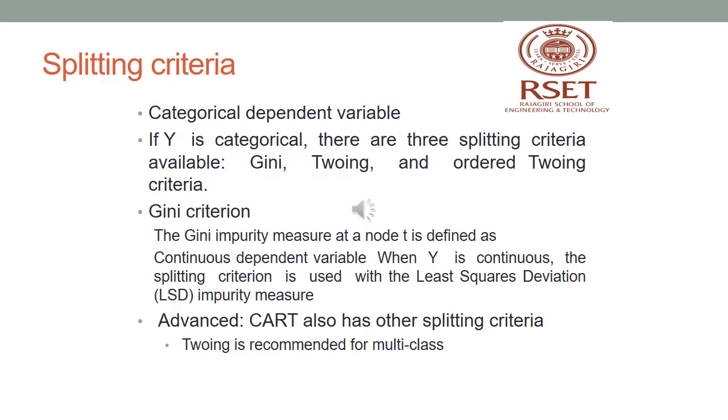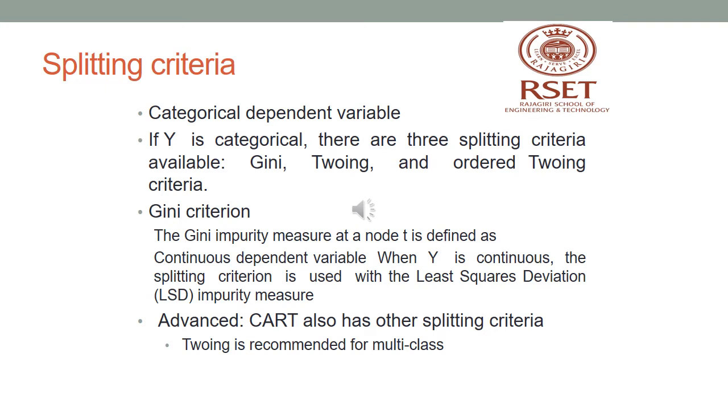So let's see what the splitting criteria are for a categorical dependent variable. Suppose y is categorical, there are 3 splitting criteria available, that is Gini, Twoing and Ordered Twoing criteria. What is the Gini criterion? Gini impurity we have already explained in the previous video.